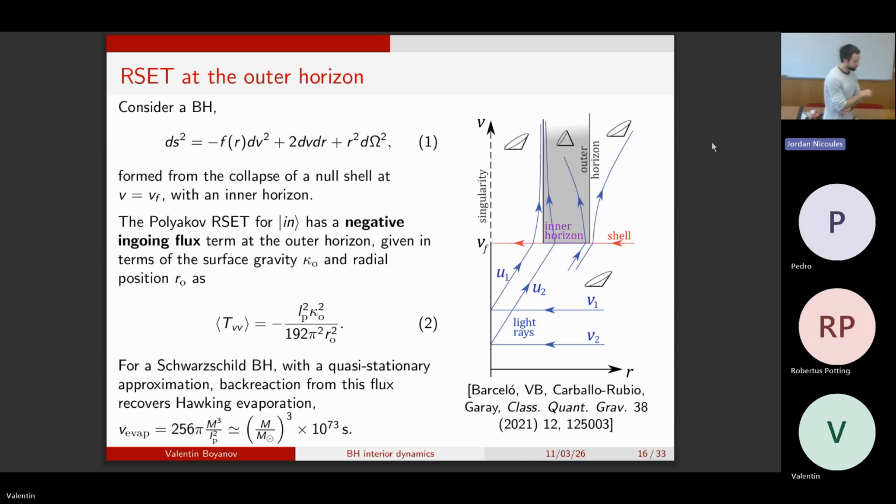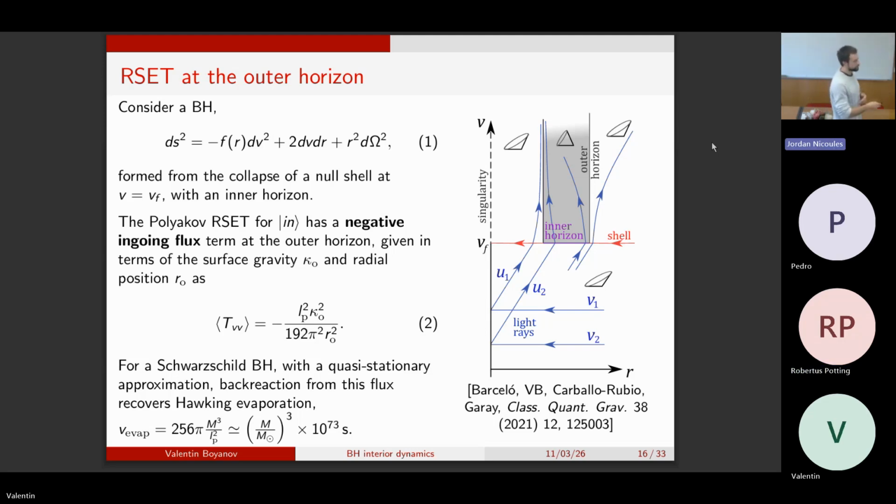To begin to study what happens to the inner horizon at finite times due to semi-classical back reaction, we can use this Boyanov approximation that I mentioned earlier and construct, to begin with, a very simple model in which we have the formation of a black hole. We take the same vacuum form as before, but to the past at some advanced time v_f, we just put a patch of Minkowski spacetime for simplicity, and to the future we put the black hole spacetime, which has both an outer and an inner horizon.